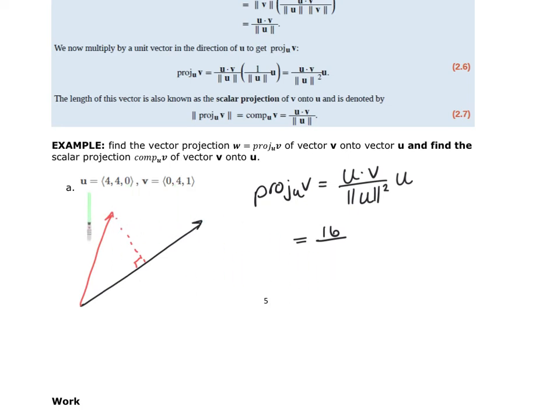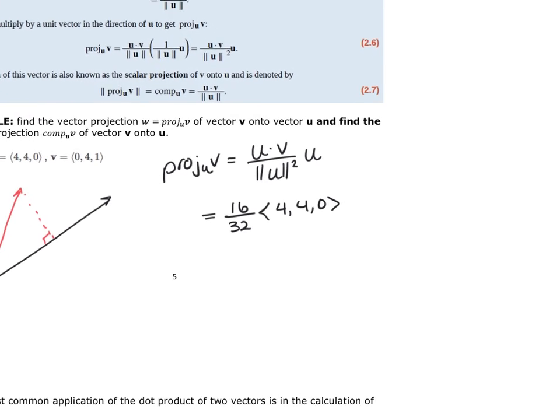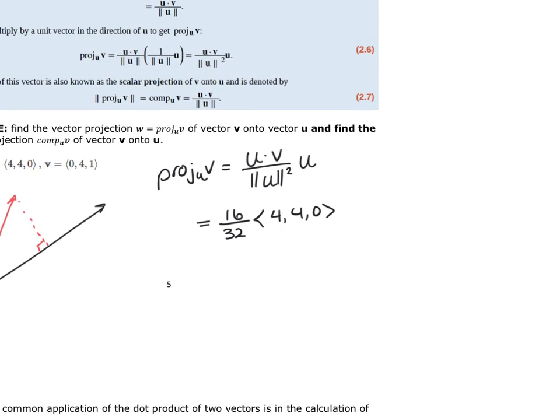Now, this magnitude is going to be the square root of, but then it gets squared. So in other words, it's just going to be 16 plus 16, which is 32. So this is 32. Now my U is 4, 4, and 0. And so what I end up with is 16 over 32, which is 1/2. So this is 1/2, and then 4, 4, and 0. This ends up becoming 2, 2, and 0.